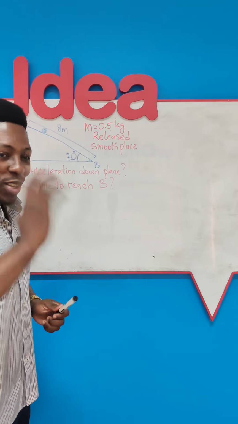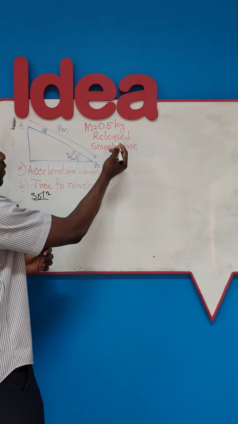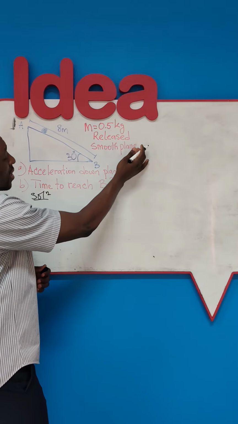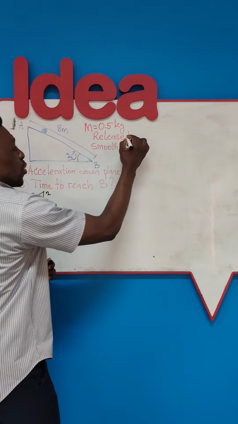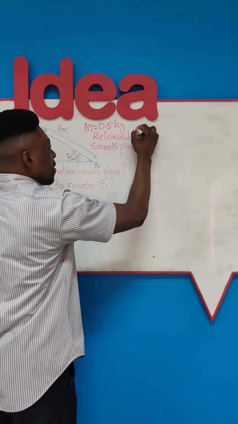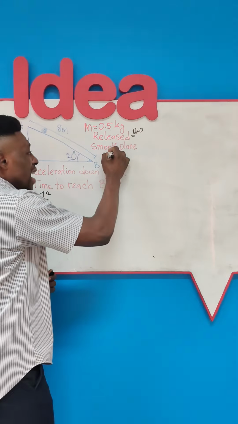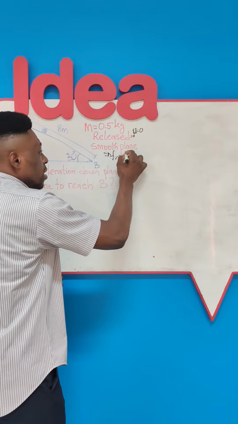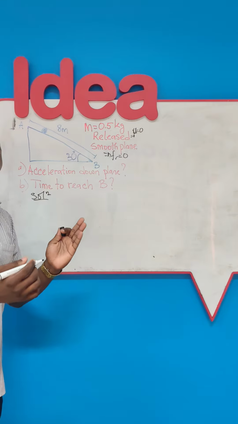Follow me, dear friends. Solution. The first thing is to pick out relevant information from this information. The first one here is release. Release here implies that the initial velocity u equals 0. Now smooth plane implies that there is no friction. Friction here is 0.